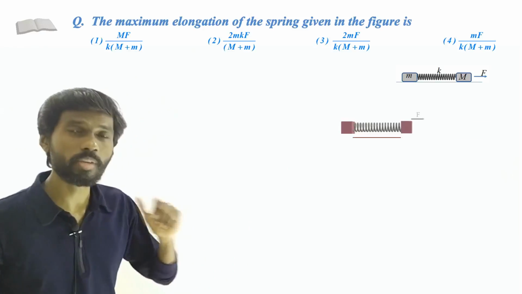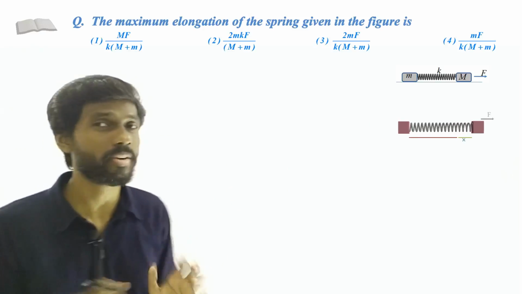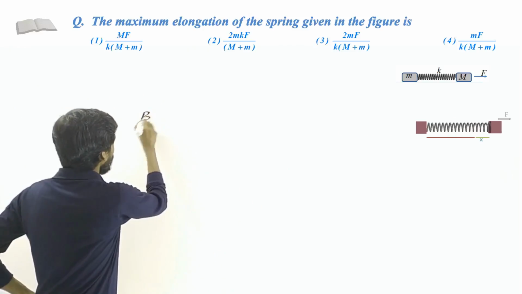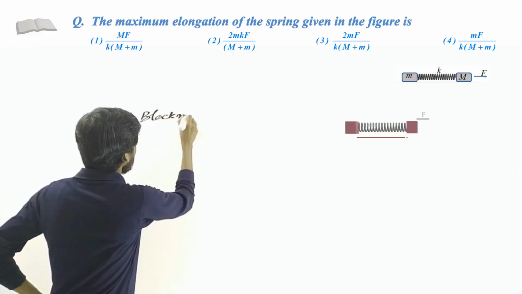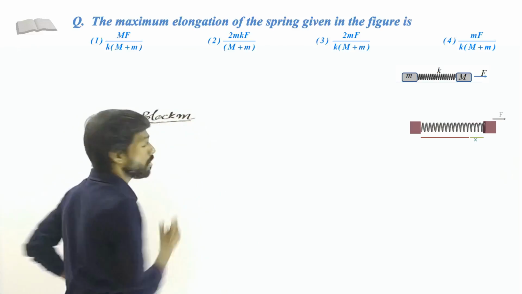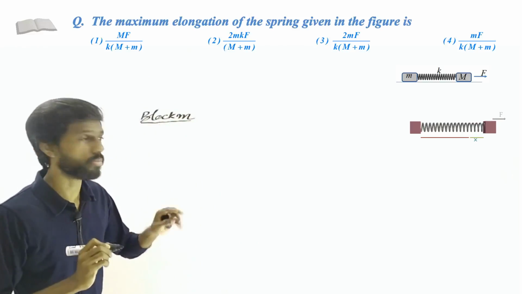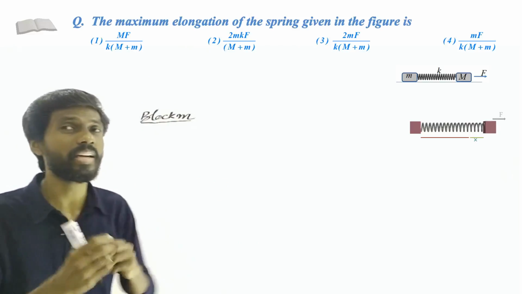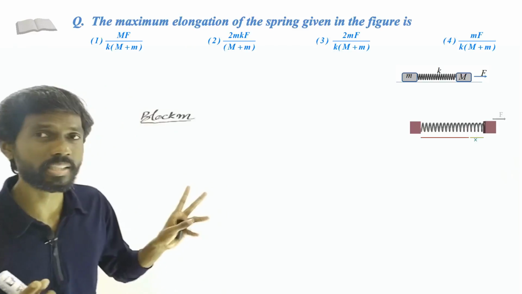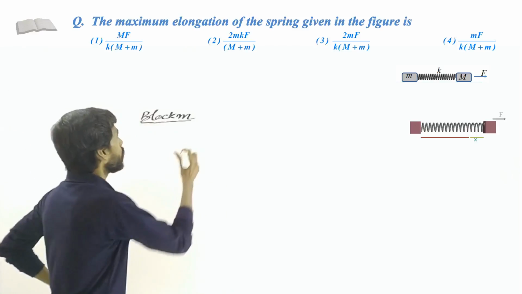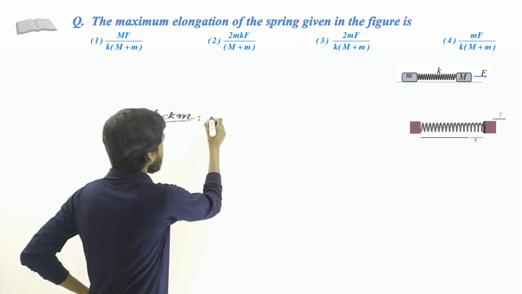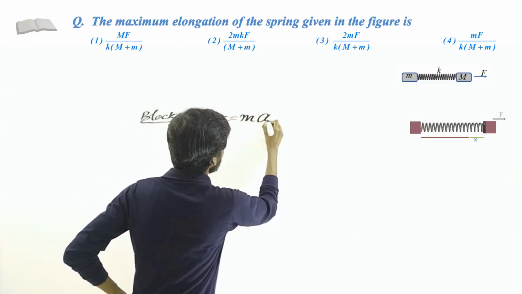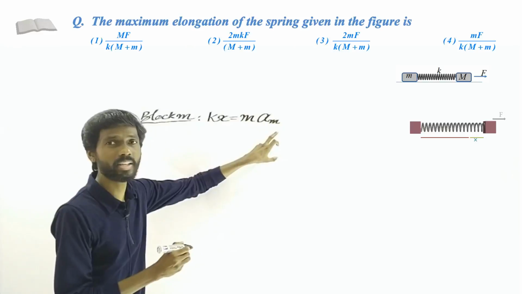Now what are the forces acting on these two blocks? Let us write all the forces. For the block m, the only force is the spring force, kx in this direction, where x is the elongation at a particular instant of time. So kx is the only force. That means kx must be equal to mass times the acceleration, so let us write it as m a_m, the acceleration of that block.